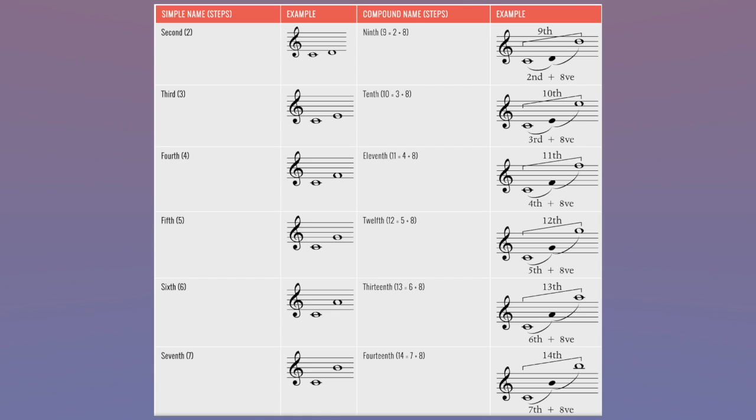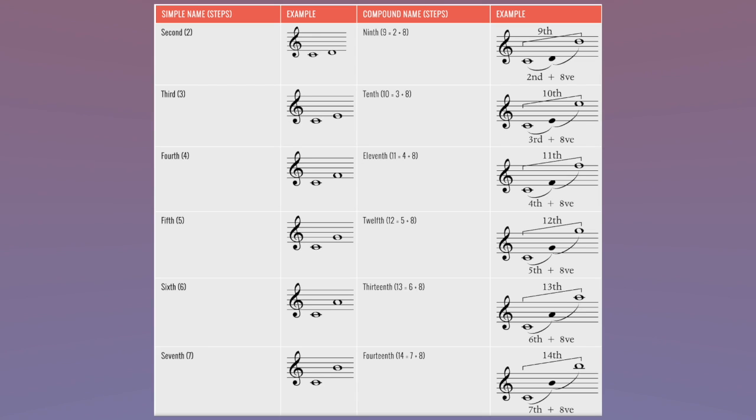In here we see on the left side the standard basic interval size, and on the right column we see the compound equivalent. A second is 2 letter names, C to D. A ninth would be that D an octave higher, so that would span 9 letters total going through the musical alphabet. It's kind of odd math, but a second plus an eighth, or octave, equals a ninth.